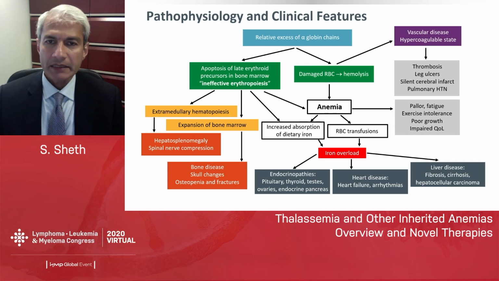So this is a very complicated slide. I'm going to very quickly walk you through this. There's a relative excess of either alpha or beta globin chains, depending on what kind of thalassemia you have. As we mentioned, there's apoptosis of late erythroid precursors in the bone marrow, resulting in ineffective erythropoiesis. This results in the extramedullary hematopoiesis and expansion of the bone marrow as a result of EPO secretion.